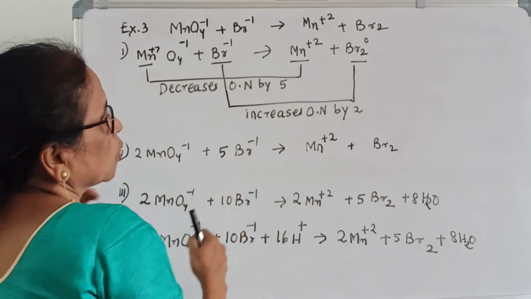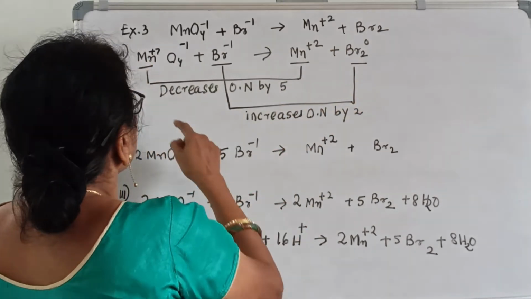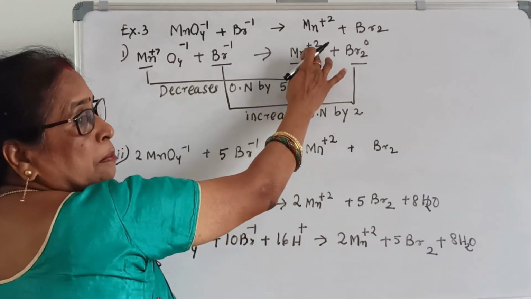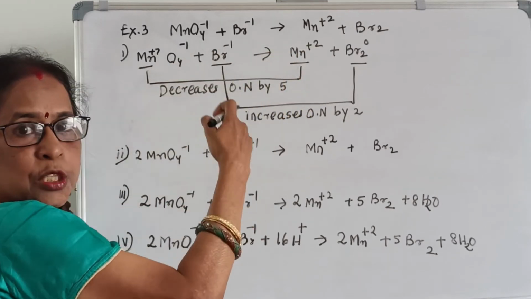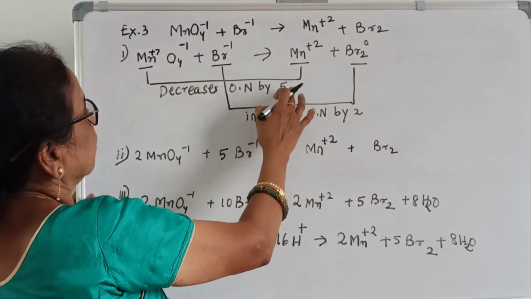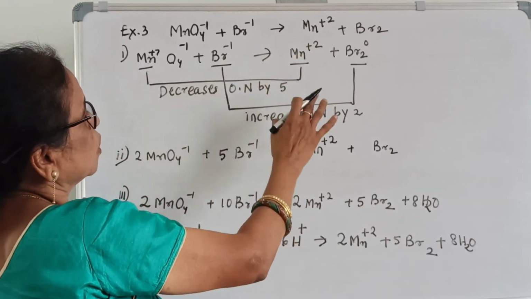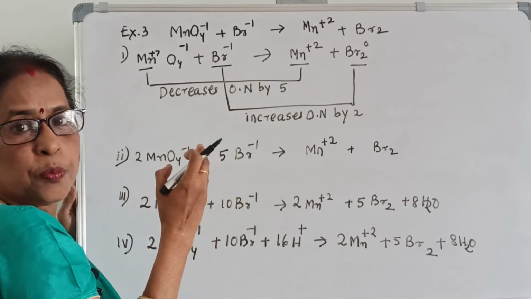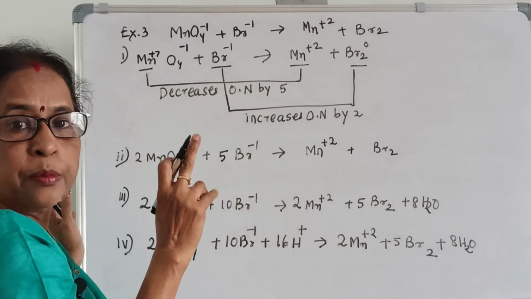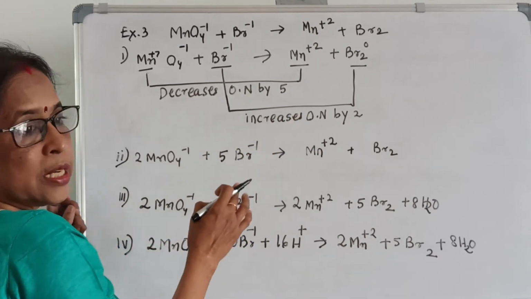It gives Mn plus 2 and Br2 0. And how many Br here? 2 Br. Now this one decreases by 5, because Mn plus 7 changes to plus 2. So it is decreasing the oxidation number by 5. Here Br minus 1 changes to Br0, and that means it is 1. But since there are 2 bromine atoms, the oxidation number increases by 2. For 1 bromine it is 1, but for 2 bromine, that is why it increases by 2.